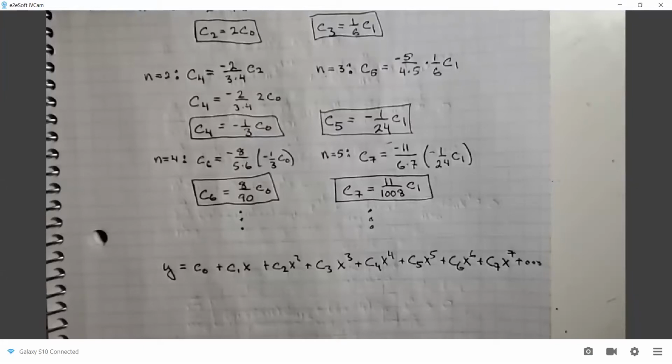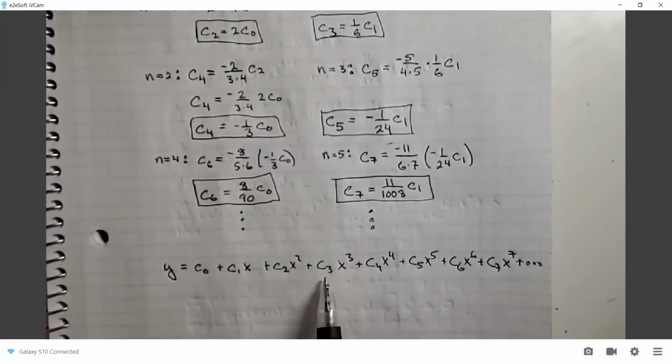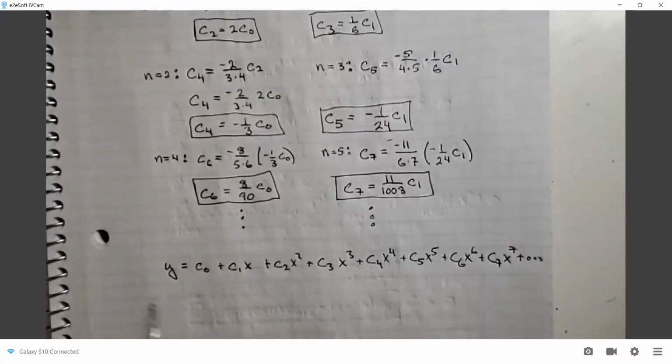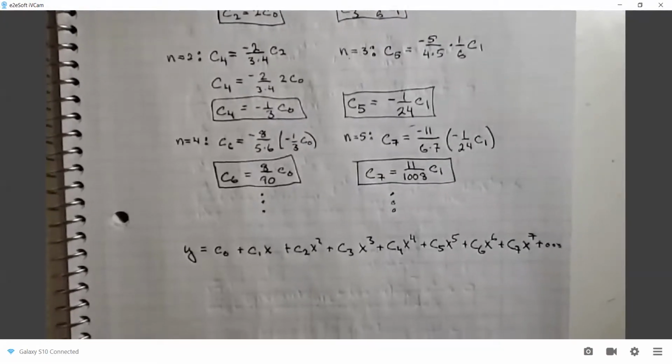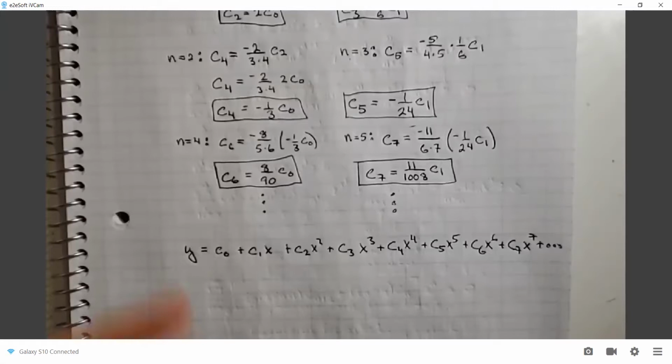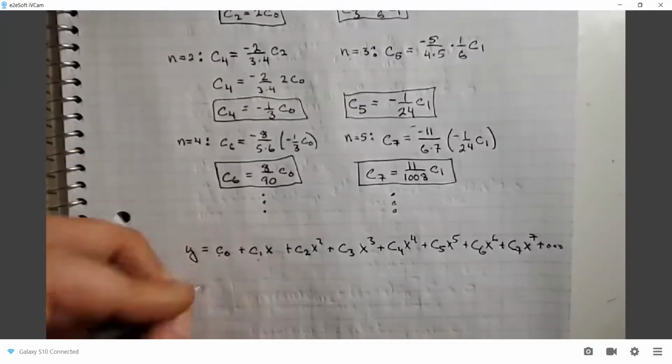So then what we got was, we can write all of the even terms as some number times C0, and we can write all of the odd terms as some number times C1, and then the C0 and the C1 end up being just left as C0 and C1. Okay, so if we plug in all of our results here, C0 stays C0, C1 stays C1.